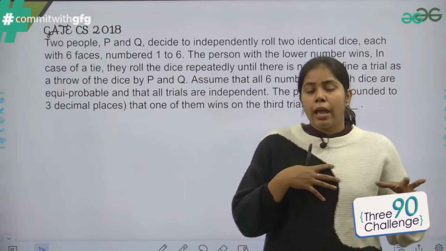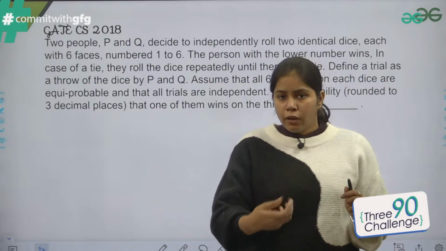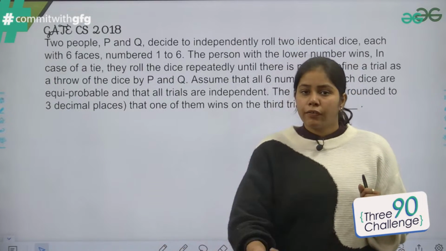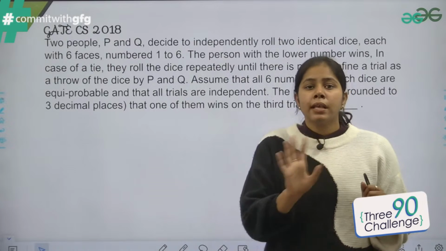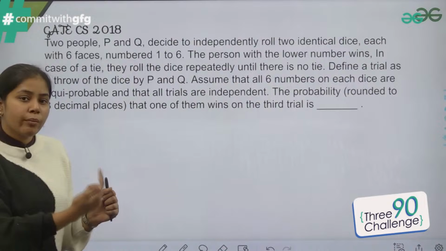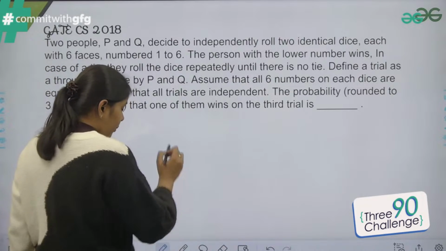Let's suppose I am playing and one of my friends is playing. If I roll a dice and get a 5, and the other person also gets a 5, then we get a tie. Otherwise, we do not get a tie. So if I get the same number as the other person, then we get a tie. So let's first find the probability of a tie.